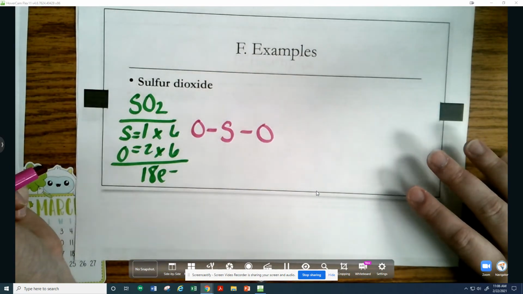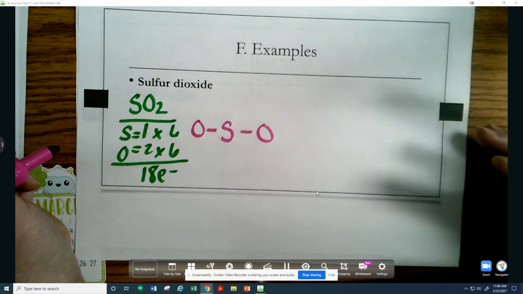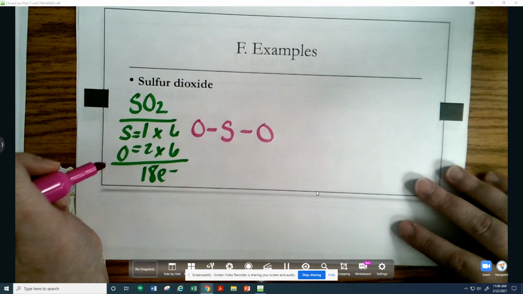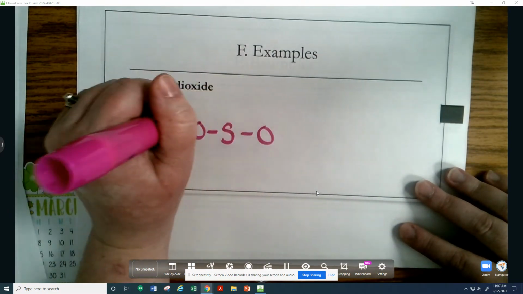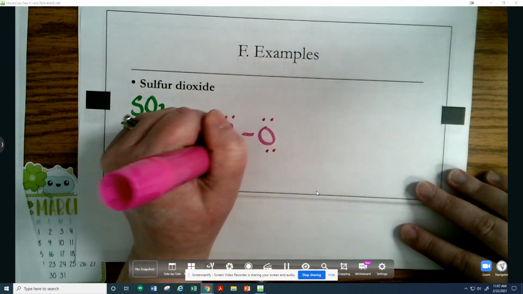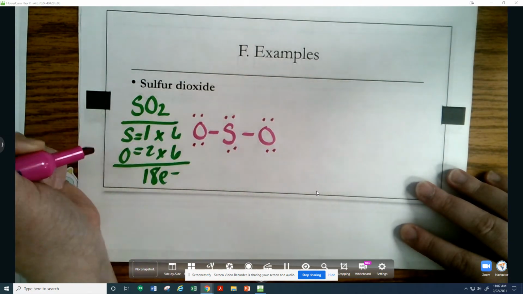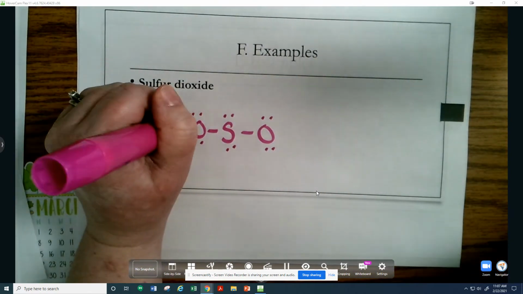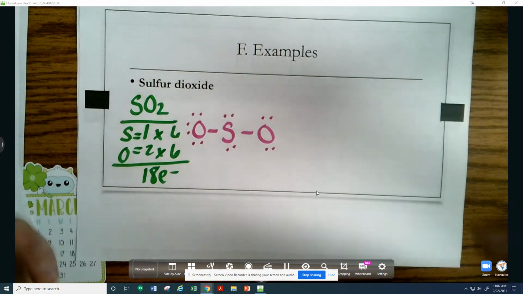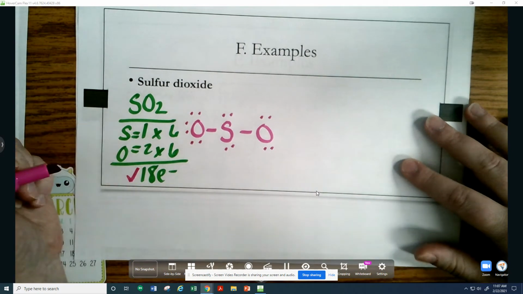And I have 2 oxygens. So again, the idea here is when you draw a Lewis structure, we're going to start by trying to use up all 18 electrons. So I have 2, 4, 6, 8, 10, 12, 14, 16. So what I can see here is, yes, I can put my last remaining pair here. And when I do that, all 18 electrons are used.